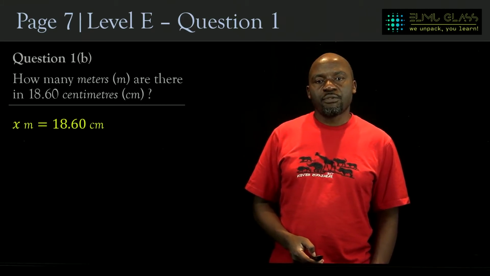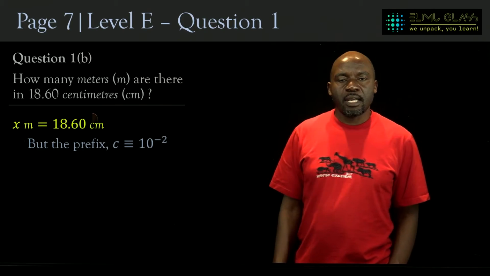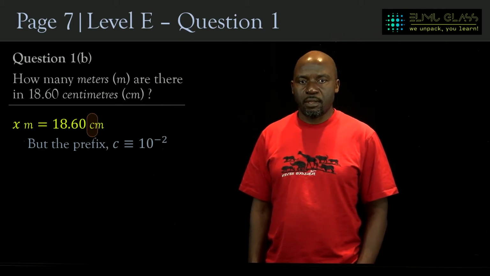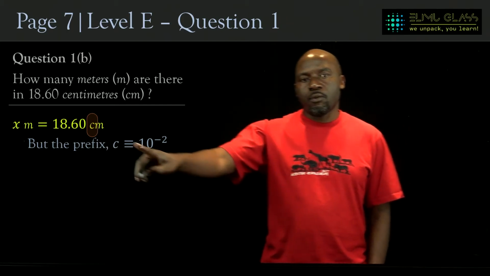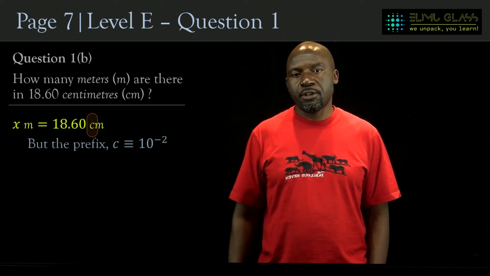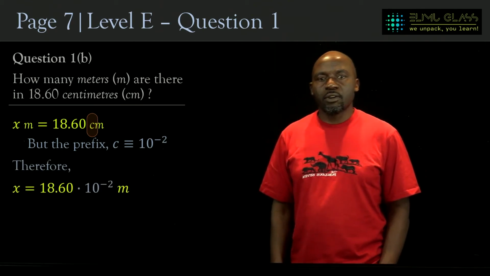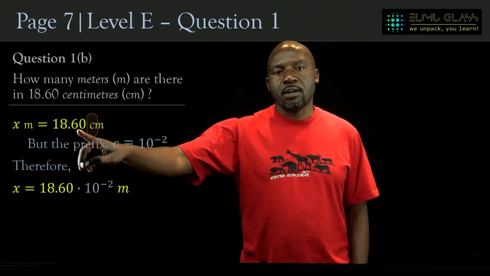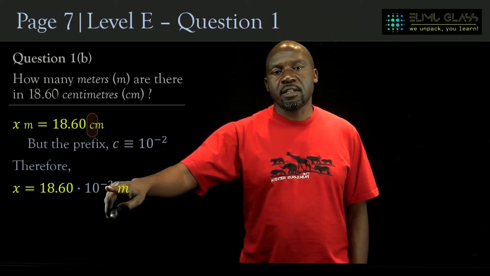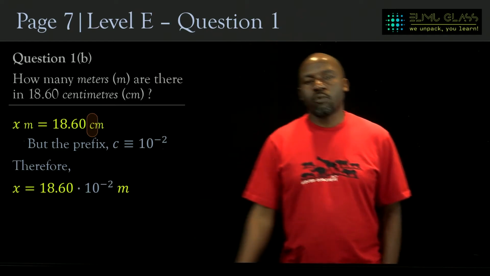And then we remember from our table of prefixes that the centimeter there means the same thing as 10 to the power of -2, or 100th. Okay? So therefore, we are going to remove the c there and replace it with 10 to the power of -2, and therefore our value of x is going to be 18.60, and then in place of c we drop in 10 to the power of -2, and the meter remains. That meter still remains here. So that's what we have.